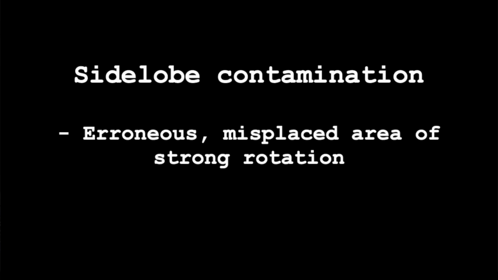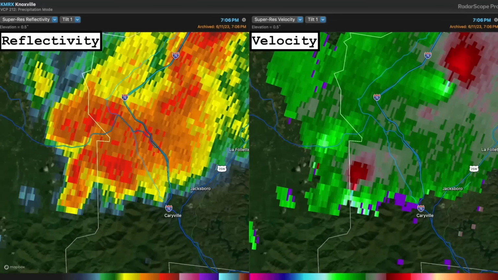Side lobes are also the reason why ground clutter occurs, as they interact with objects at the ground rather than the main lobe. Let's take a look at an example. At first glance, it appears that a tornado may actually be in progress. We have a bona fide supercell, complete with well-defined hook echo and a strong, tight velocity couplet.